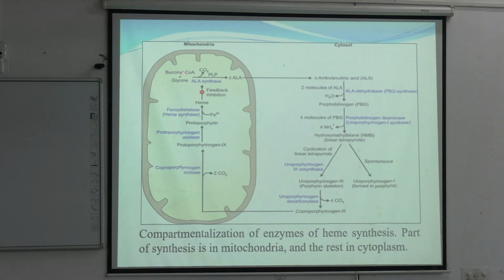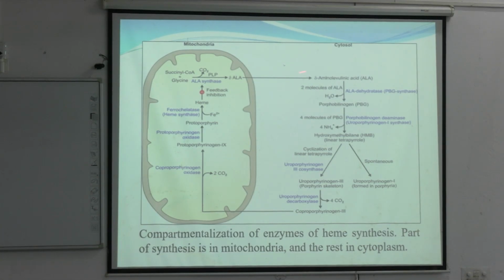First step, formation of ALA from succinyl CoA and glycine. Here PLP is the coenzyme or cofactor of the enzyme ALA synthase. It is the rate limiting step. Why rate limiting step? Because after getting converted to heme, heme will give a feedback inhibition to ALA synthase. If the concentration of heme is high, it will inhibit the ALA synthase, and when the concentration of heme is low, it will induce ALA synthase.